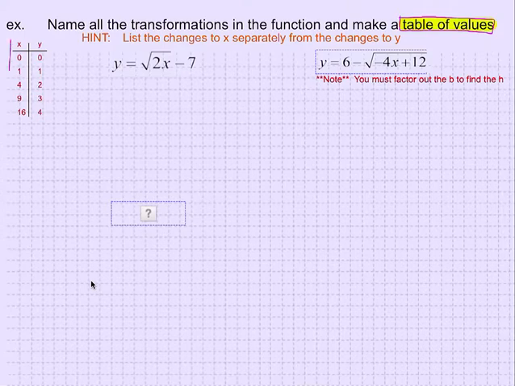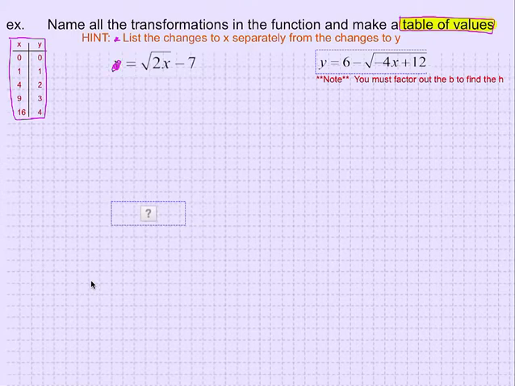So what you're going to want to do is have this parent function pretty well memorized. Luckily, those are perfect squares. They're easy numbers to remember. And what you're going to do is make that table of values every time and then list the changes to x separately from y. You're going to name the transformations, describe the changes that you're going to make, and then make them. All right, this first one, y equals the square root of 2x minus 7.